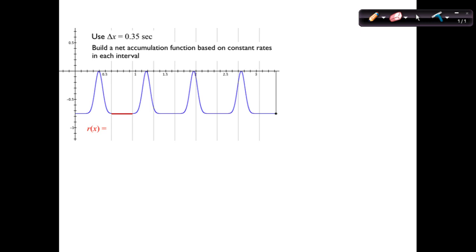So this is what you want to do. We're going to create a new function on top of this that's going to have constant rates in each interval, because for constant rates we can use mdx. So in that first interval, the clear choice is to use negative 0.75.